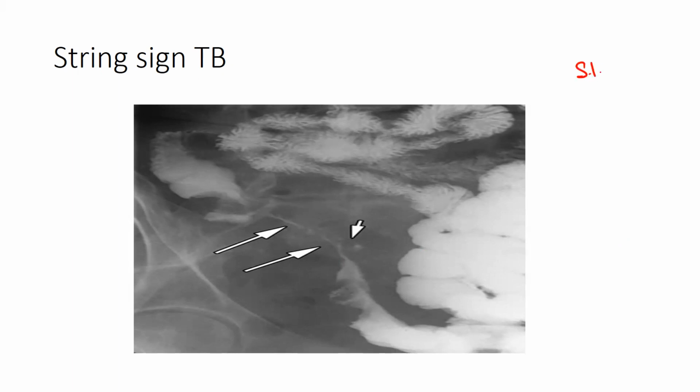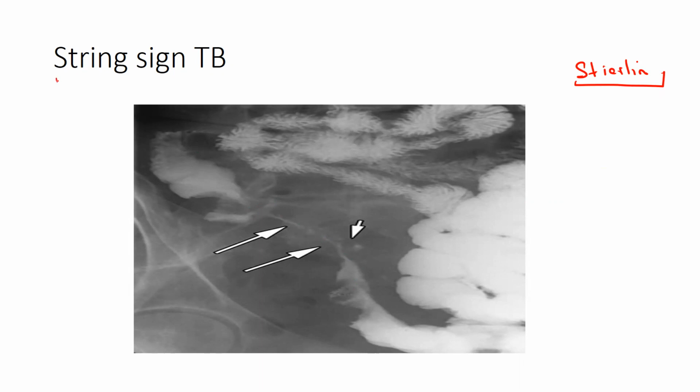The two are different. One is the Stierlin sign, another the string sign. The string sign is shown here. Can you see what the string sign is? It's just a narrow segment. In the terminal ileum, you can see a very thin stream of barium, because stricture has mainly occurred in this portion. This lumen is almost completely occluded, so only a little bit of barium has passed through it. So you can just see a very thin stream of barium in the terminal ileum.